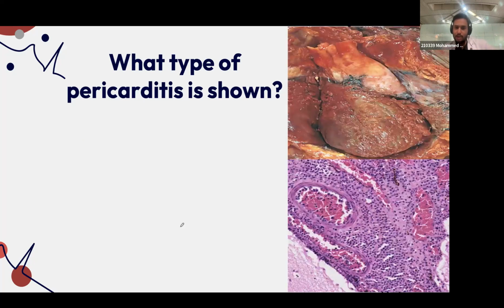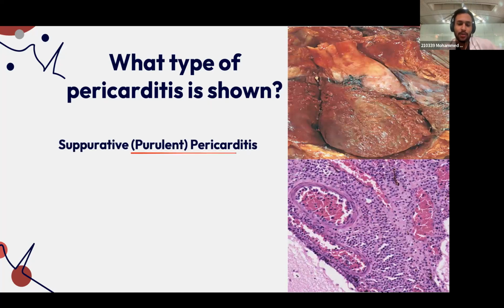So what type of pericarditis is this one? This is suppurative or purulent pericarditis. You see high amounts of neutrophils. It's very destructive, inflammatory, and very acute also. So it's more likely a bacterial infection that's causing it. That's why it's suppurative: there's pus formation.